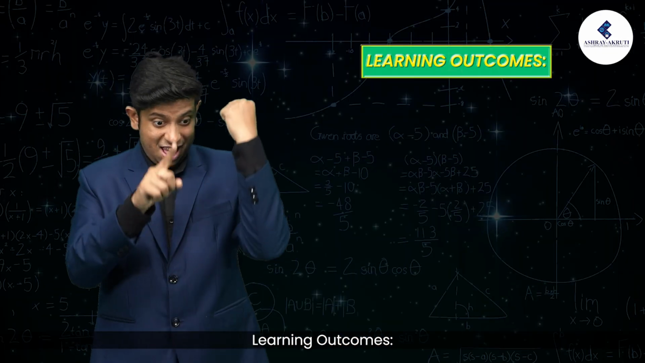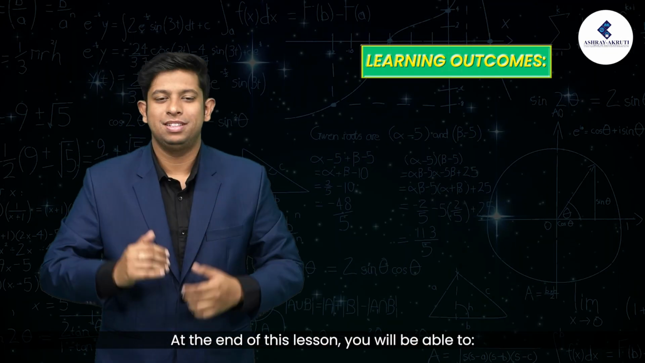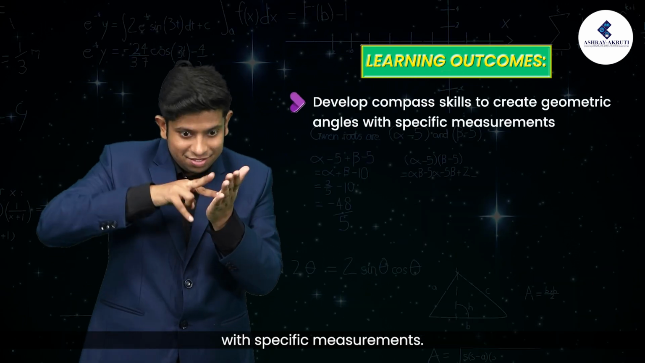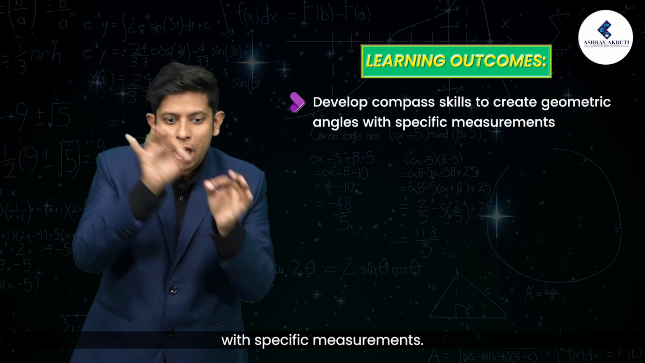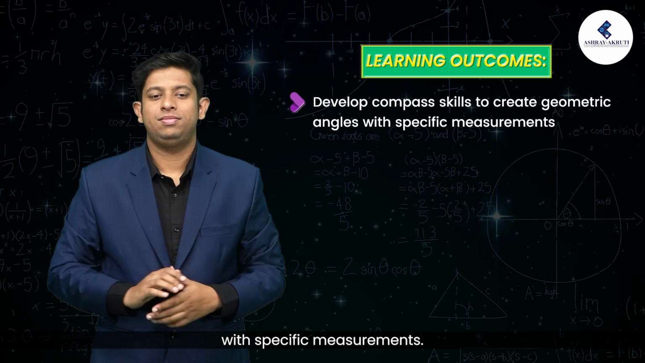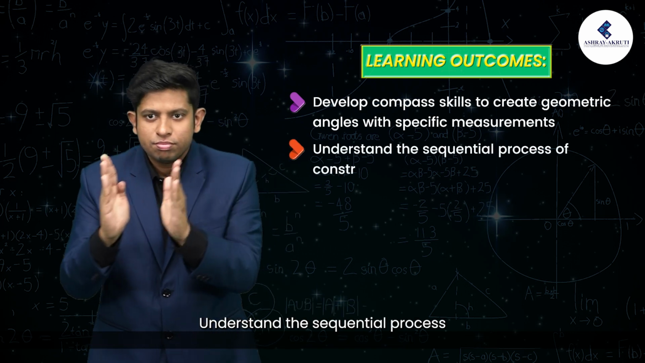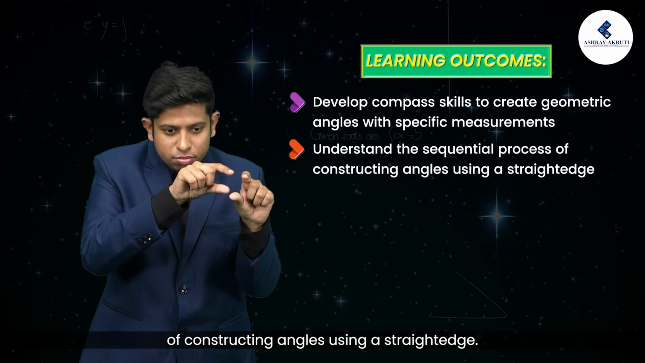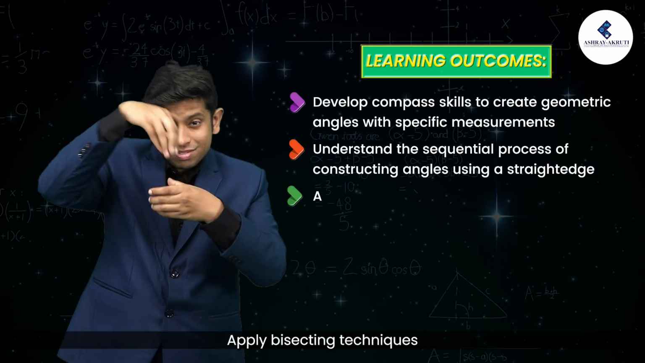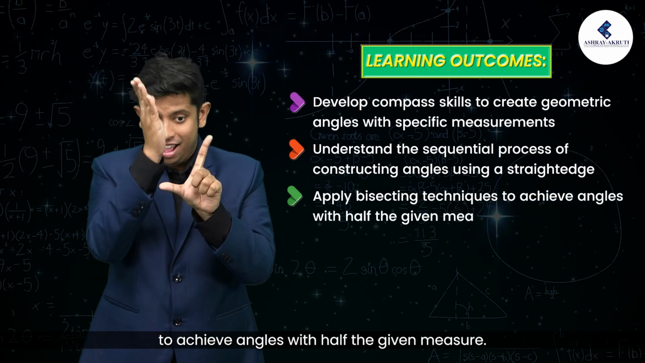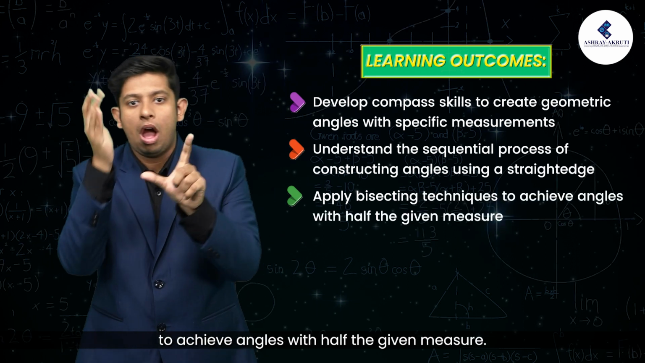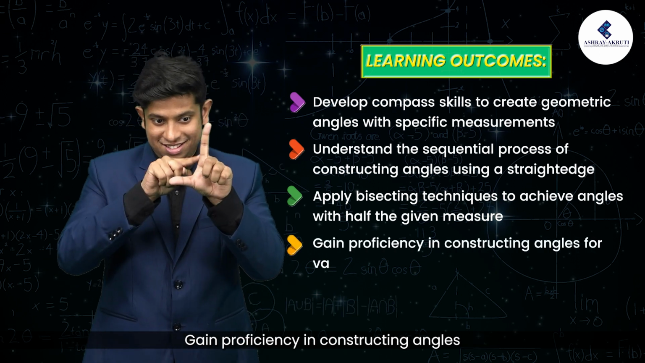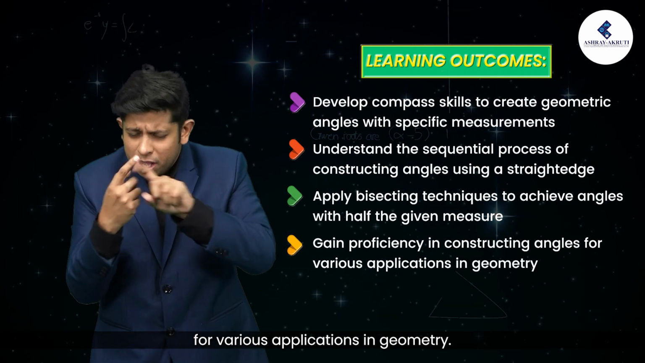Learning outcomes. At the end of this lesson, you will be able to develop compass skills to create geometric angles with specific measurements. Understand the sequential process of constructing angles using a straight edge. Apply bisecting techniques to achieve angles with half the given measure. Gain proficiency in constructing angles for various applications in geometry.